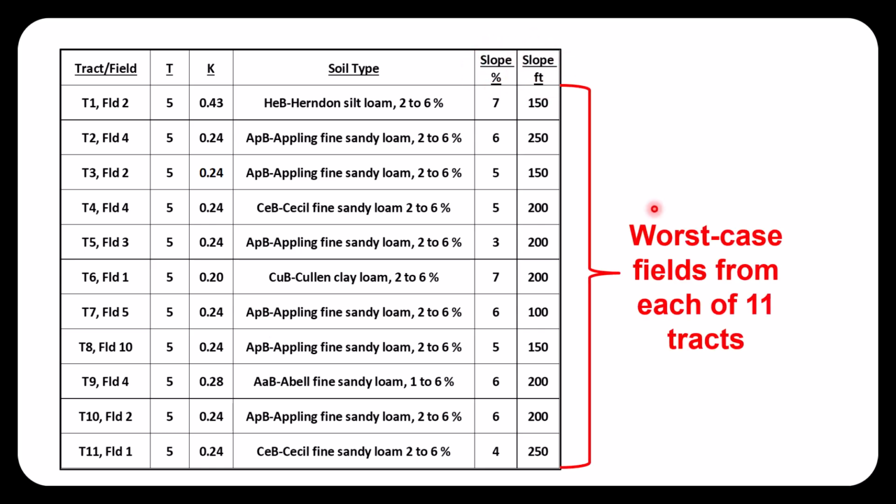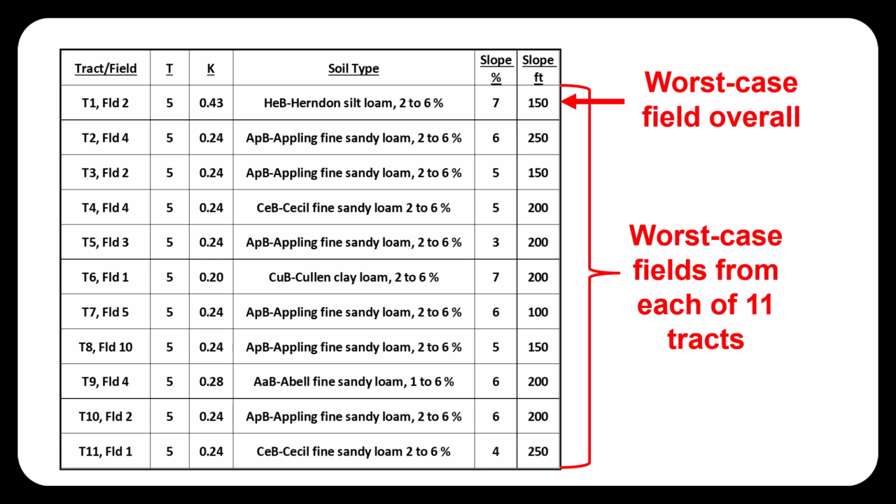Once we have that together, we triage and pick the worst case fields from each of our 11 tracts, and that's what's shown here. We have 11 fields identified, and these are our worst case for each of the 11 tracts. Then we triage some more and pick the worst case field overall, and that's this one here. It has the highest K factor by a long way, and it has the steepest slope. Next, we'll identify the farmer management under consideration that has the highest erosion risk, right? The most tillage, the least cover, and so forth.